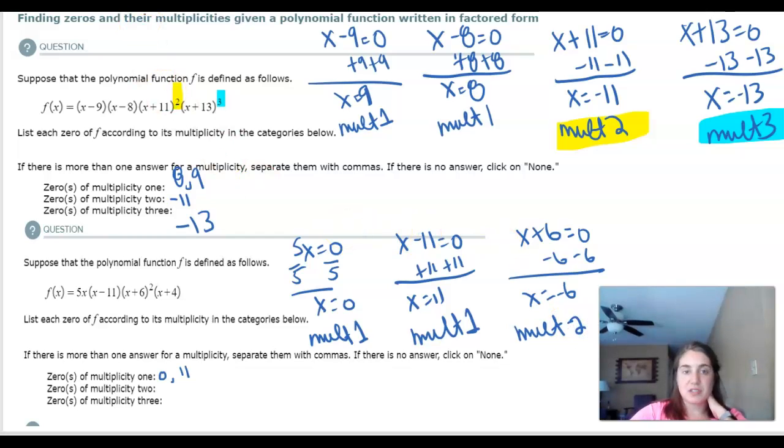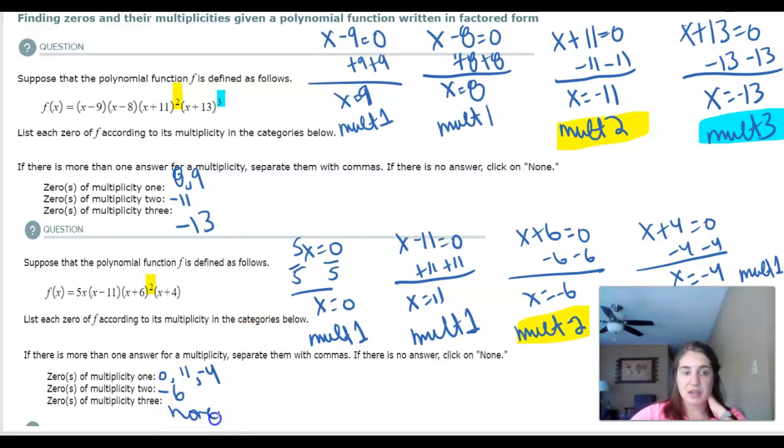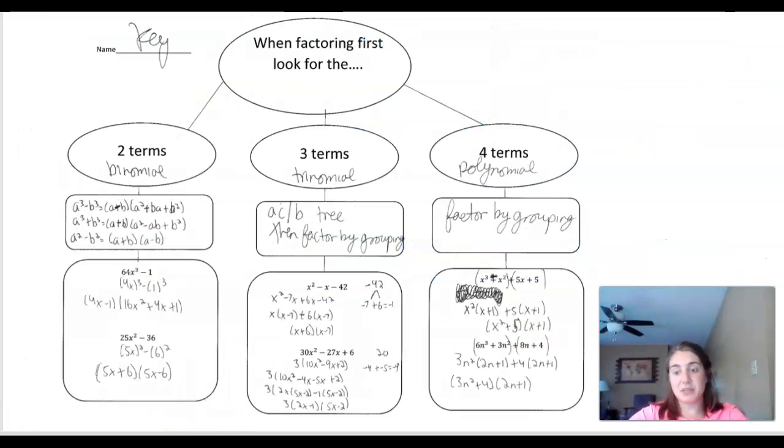That has a multiplicity of two because it appeared there twice, so negative six. And then x plus four. That also has a multiplicity of one because it only appeared once. And then if there's none, we write none. Okay, we still want to keep our factor chart out because we'll still be needing to use that.